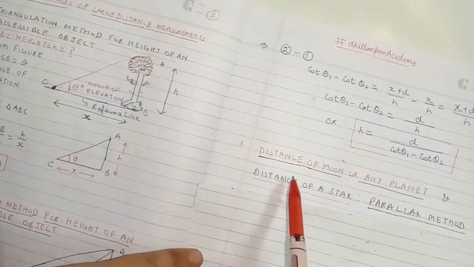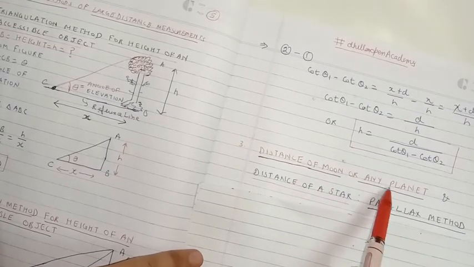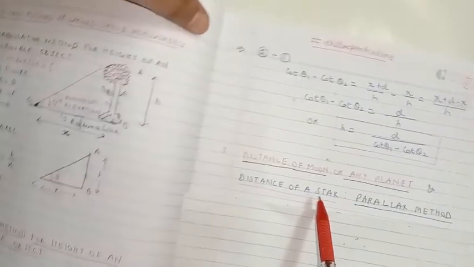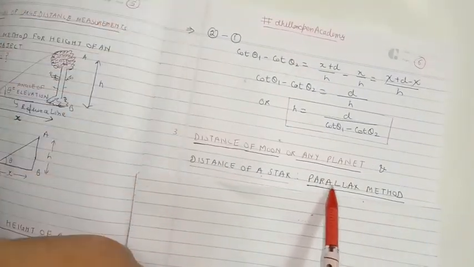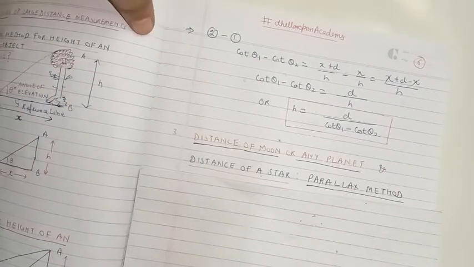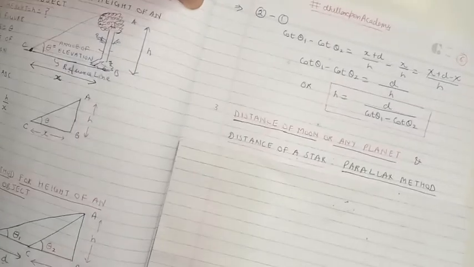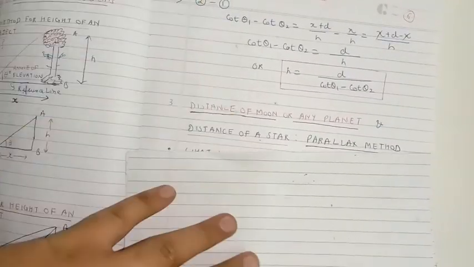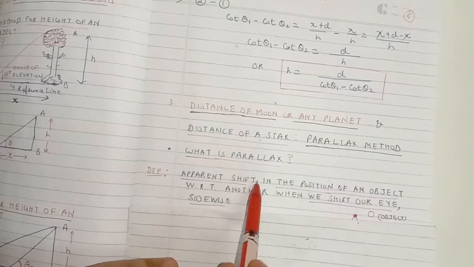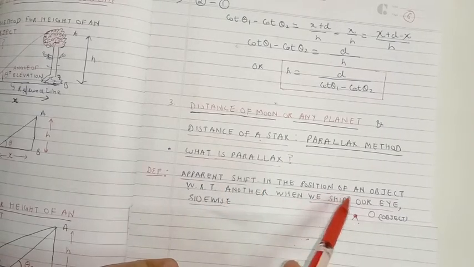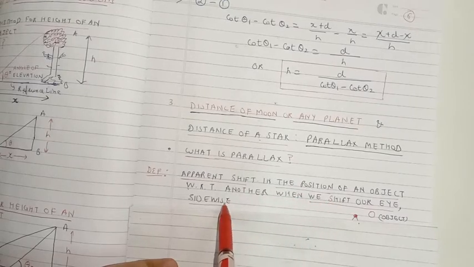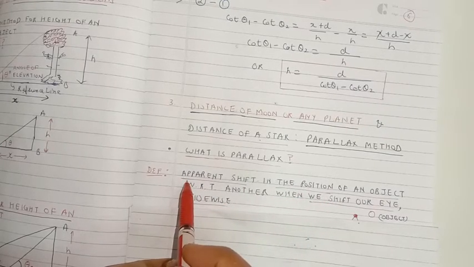Next is measurement of the distance of the moon or any planet or the distance of a star, which is based upon the use of the parallax method. So before we actually start measuring the distances or describe the method, we have to see what the parallax method is. What is a parallax in fact? Apparent shift in the position of an object with respect to another.